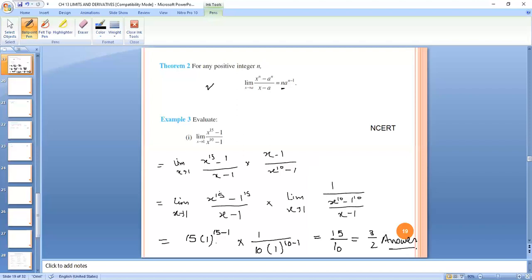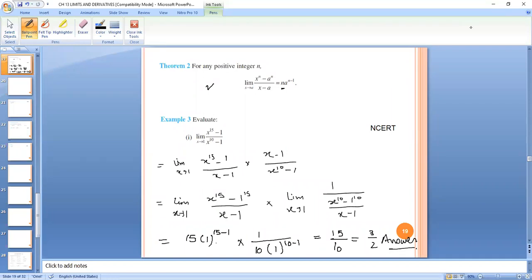So now comparing it with the formula, n is replaced by 15. So we are writing n as 15, a is 1. n a raised to power n minus 1, so it is 15 into 1 raised to power 15 minus 1, upon. Now apply the formula here, n is replaced by 10, a is 1, into power 10 minus 1, which on solving is 15 by 10, which is equal to 3 by 2 as your answer.